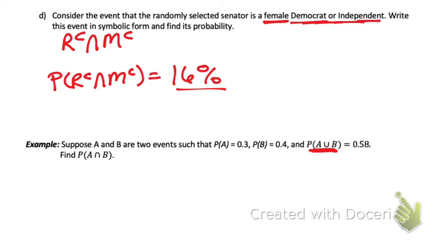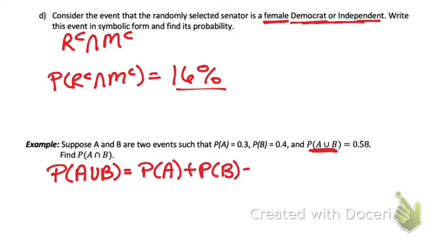This is where the formula is going to come in, because making the Venn diagram is a little tricky if you're not quite sure what the overlap is. So we're going to use that formula. The probability of A or B is the probability of A plus the probability of B minus where they overlap. And so I now know 3 of the 4 parts.